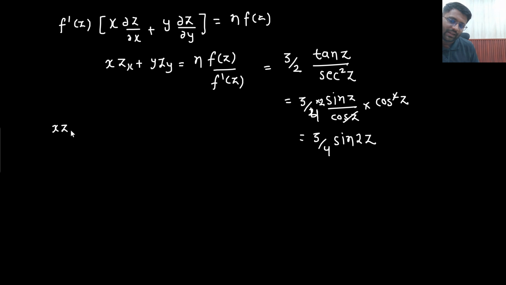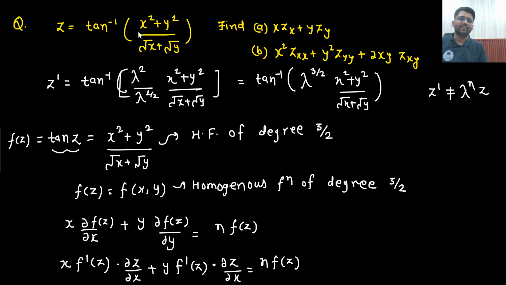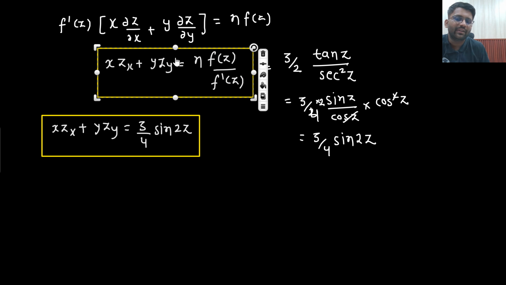Okay. So what is the answer you are getting? x zx plus y zy is coming out to be 3 by 4 sin 2z. This is the answer. Where z value you can put from here. z is nothing but tan inverse of (x square plus y square) divided by under root x plus y, which we are not supposed to put. So the answer is 3 by 4 sin 2z. That's the answer. Is that clear to you? Okay. Understandable? So will you be able to remember this expression? If you are able to remember, then it is fine. If you are not able to remember, then derive it in the examination.